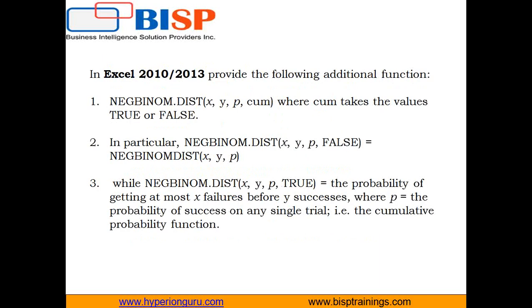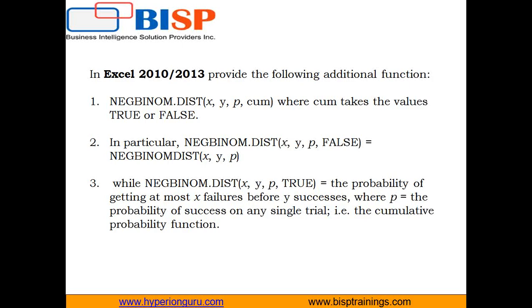In the newer versions of Excel, 2010 and 2013, this function changed to NEGBINOM.DIST, and it takes four arguments. The first one is X, which is the number of failures, Y is the number of trials, P is the probability of success, and CUM stands for cumulative. And this CUM takes two values, true and false.